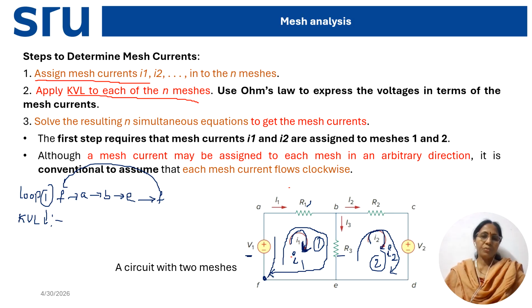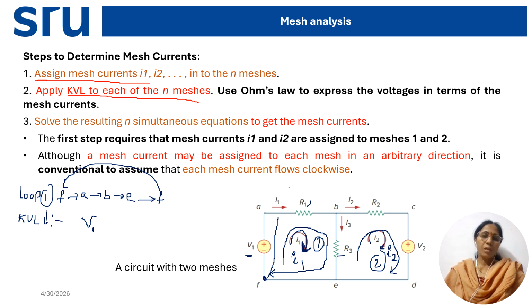Now from F to A, we are crossing this voltage source from minus to plus. When we are crossing this voltage from minus to plus, we have to take plus V, and here it is represented with V1. That's why here I am writing V1. Now the F to A part is completed.